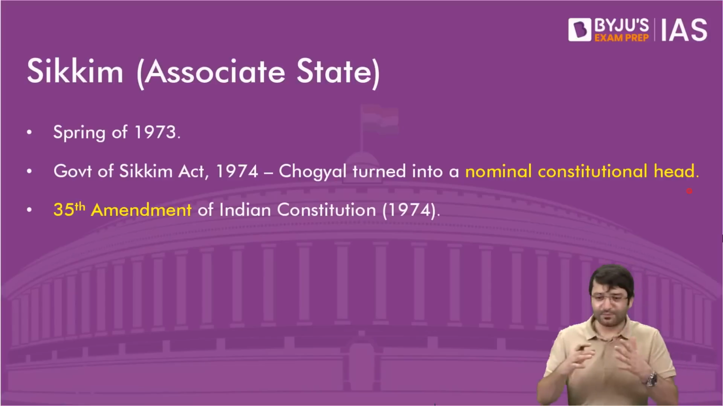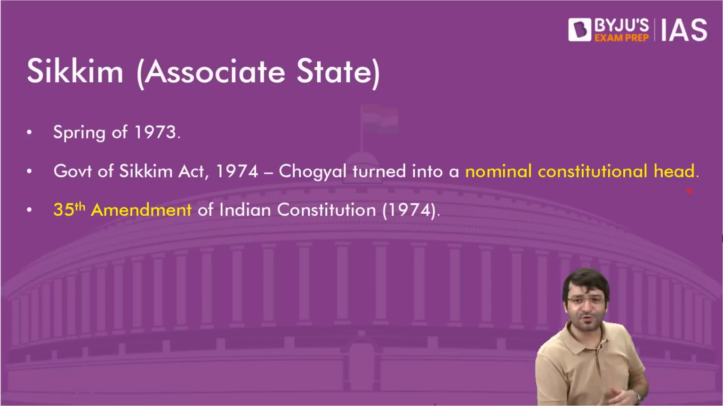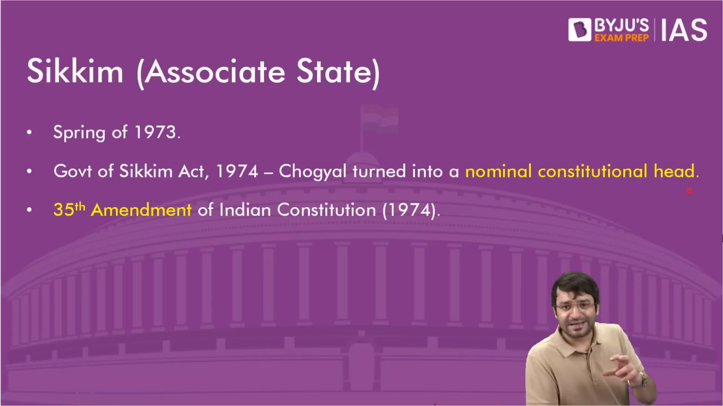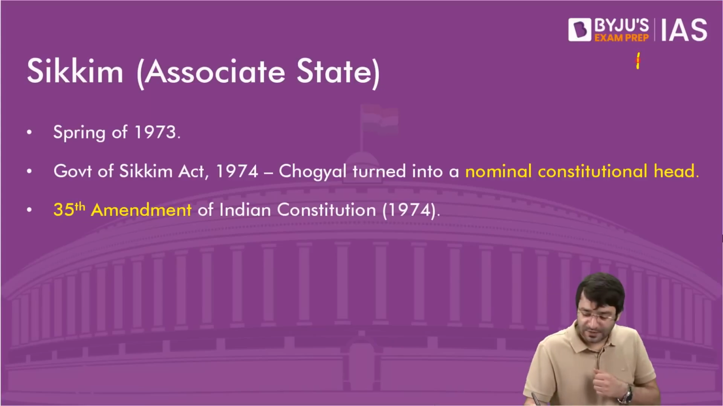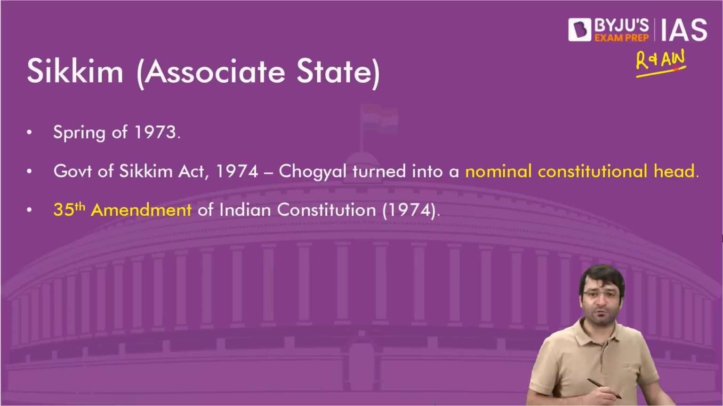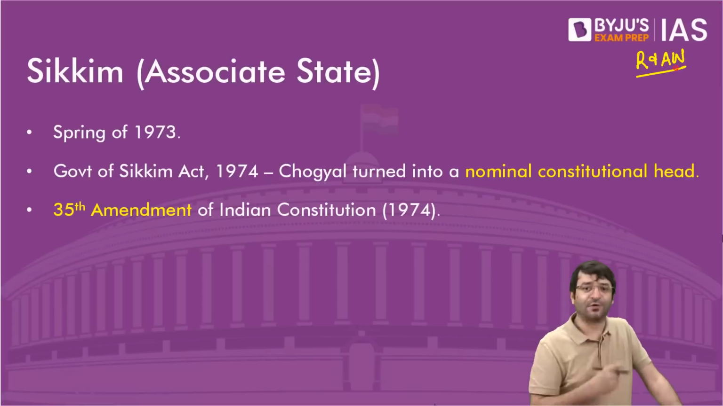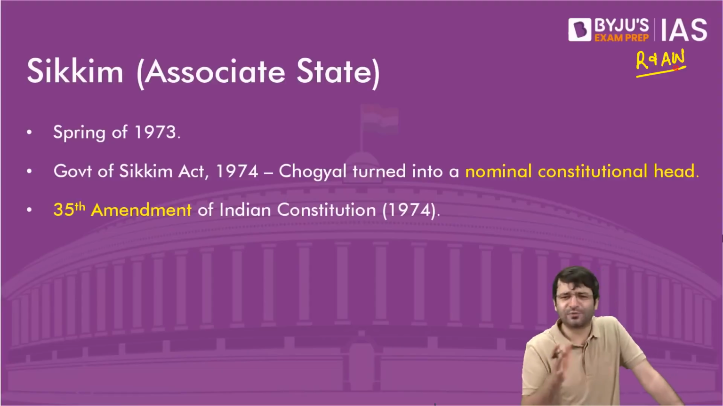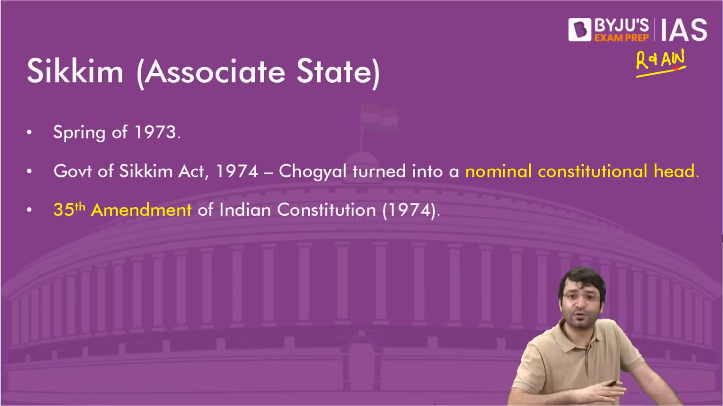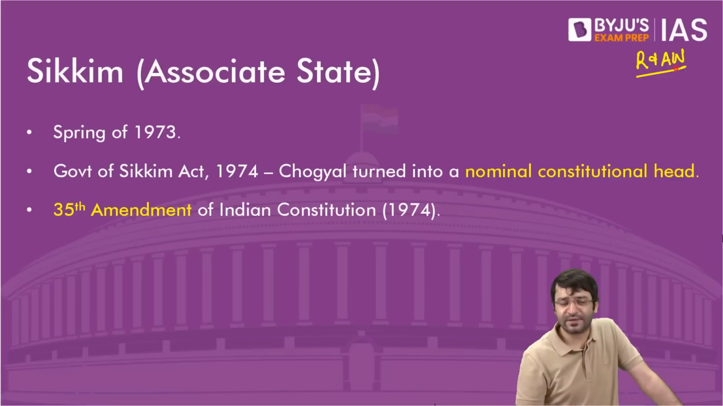Although there are some writers, some books, which claim that it was India which was responsible for fueling these protests. It was our external intelligence agency, RAW, Research and Analysis Wing, which was responsible for this. But whether that is true or not, we don't have to get into that. But the picture is there were protests in Sikkim in 1973, which is known as the Spring of 1973.